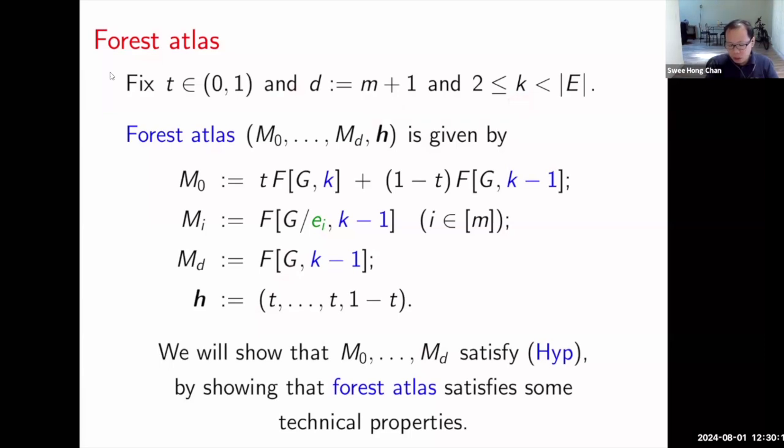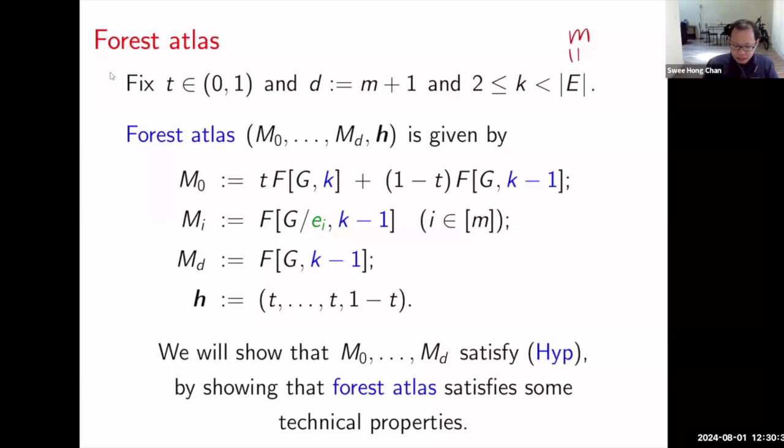K will be strictly between 2 and the number of edges. So notice that this is also equal to m. The reason why I don't start from 1 rather than 2 is because the case k equal to 1 will be the induction case. That will be the trivial case. And the case k greater than 2 is the harder case. That's the one that we will prove by using atlas.